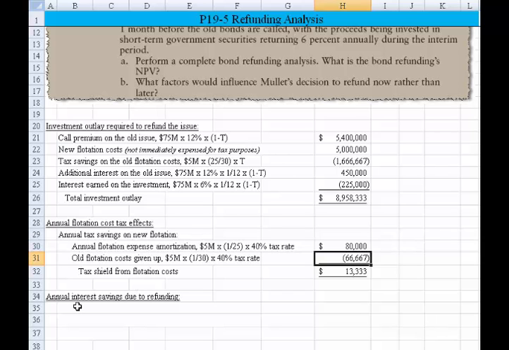and the new one. Then we need to determine the annual interest savings due to the refunding. We take the annual interest on the old bond, which is $75 million, times the 12%, the rate in effect on the old bond, times 1 minus taxes. And again, I'll hit the F2, and you can see just straight multiplication.